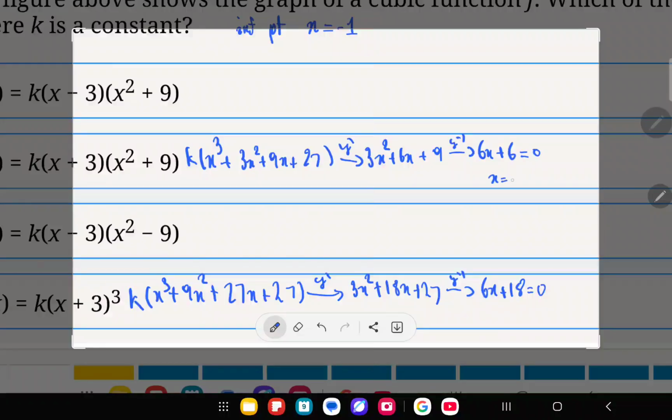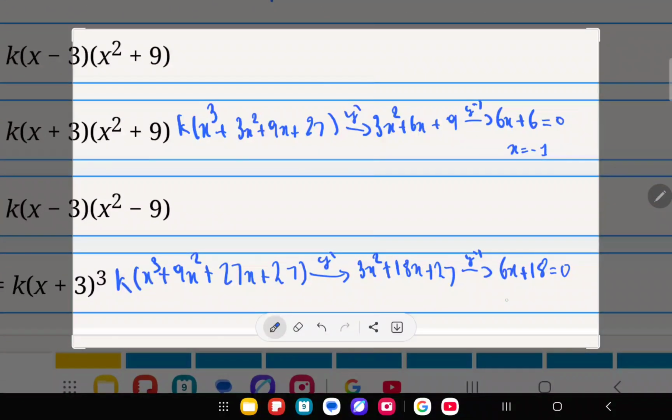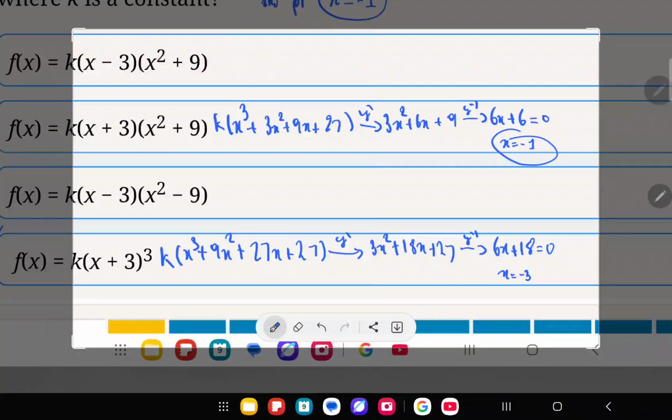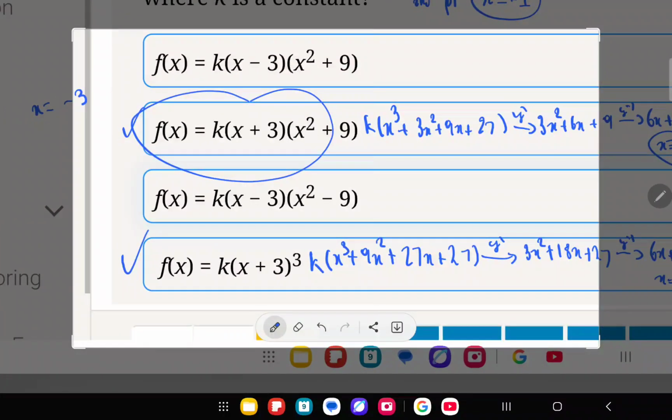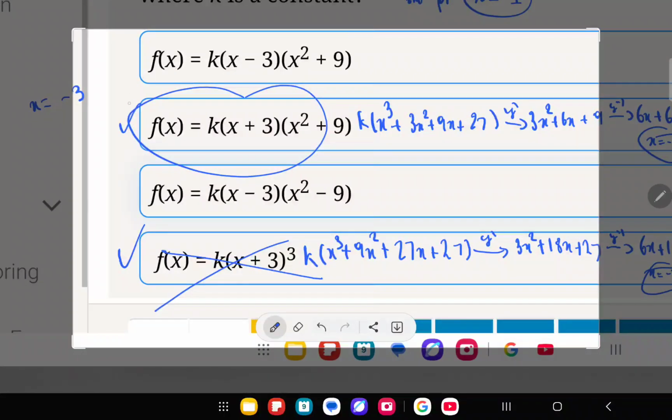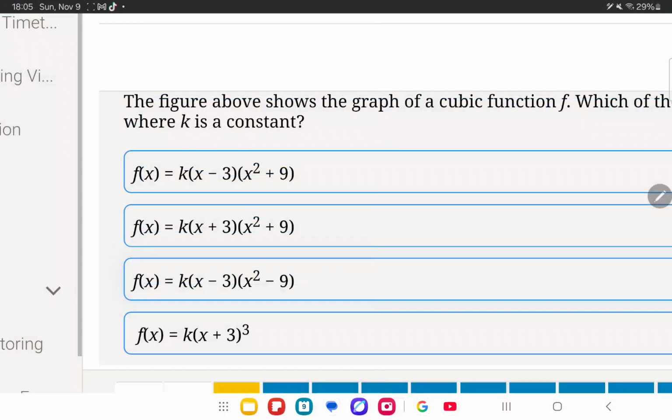Over here, the inflection point will then be x equals minus 1. Over here, the inflection point is x equals minus 3. Our target is to get x equals minus 1. This one acquired x equals minus 1, so this is the answer. However, this one got x equals minus 3, which makes this wrong, meaning that the second one is the correct answer.